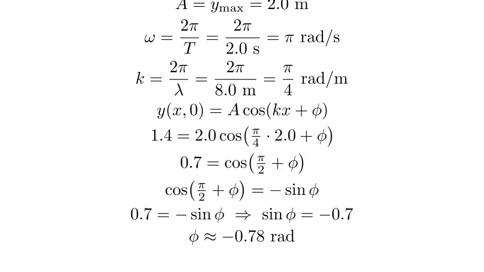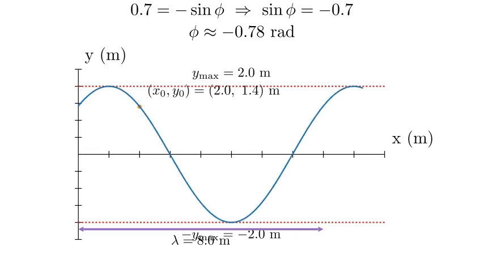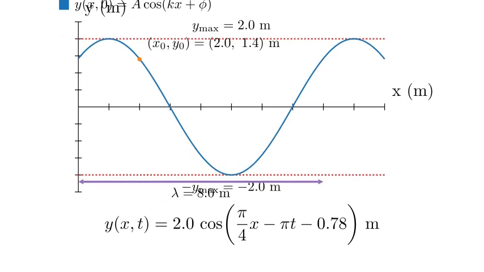We will round the phase to 2 significant figures as requested. Now we can graph the initial shape y of x comma 0 with amplitude 2, wave number pi over 4, and phase negative 0.78. The orange dot at 2, 1.4 should sit on this curve. We now write the full traveling wave moving to the right. The mathematical description is y of x comma t equals 2.0 times cosine of (pi over 4 times x minus pi times t minus 0.78), with y in meters, x in meters, and t in seconds.